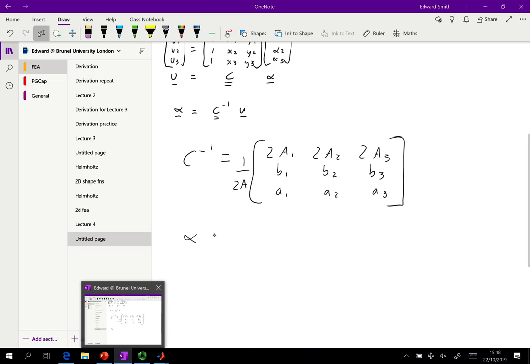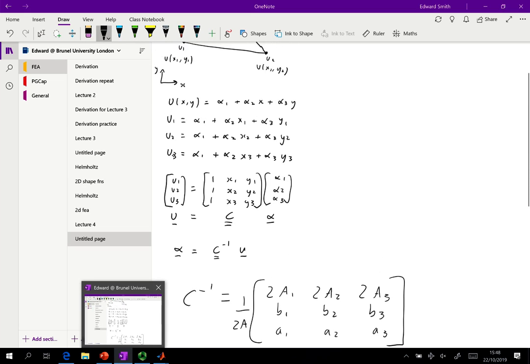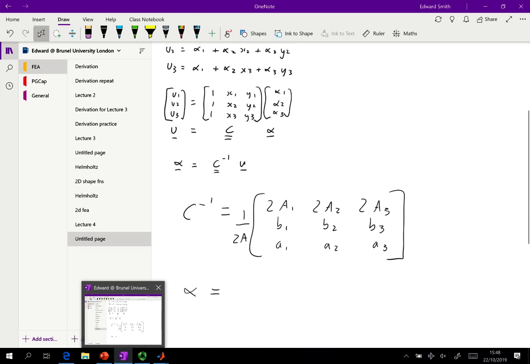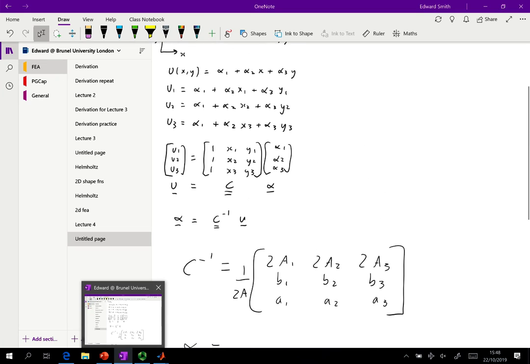Alpha, we can actually re-express alpha in terms of these expressions and then substitute them into the original expressions for u1, u2 and u3 and then collect together the terms to get our expressions for n1, n2 and n3. Given we've only got about 5 minutes left, I probably won't. Let me just give you a rough idea how that would work.